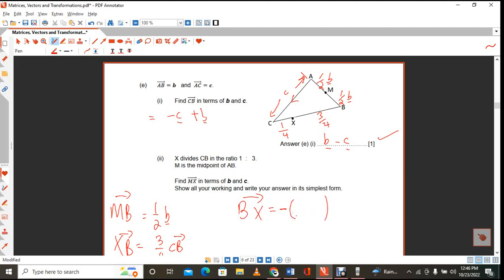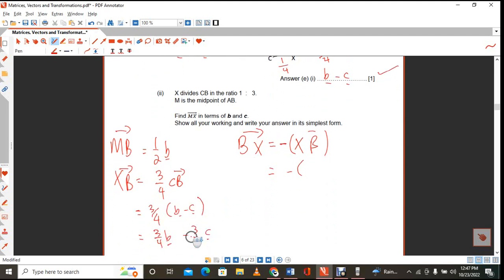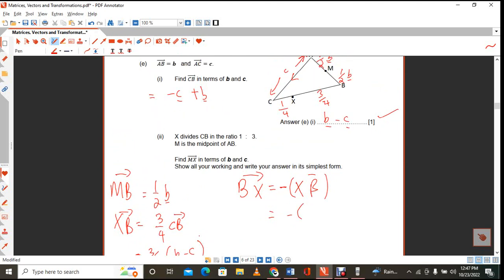What was my answer? The one that I previously did? Negative XB. So that's going to be negative XB, and we had 3/4 of B minus 3/4 of C. Okay, that is 3/4 of B minus 3/4 of C. Right, if I clean this up, I'm going to get 3/4 of C positive minus 3/4 of B. All right, so that's BX.